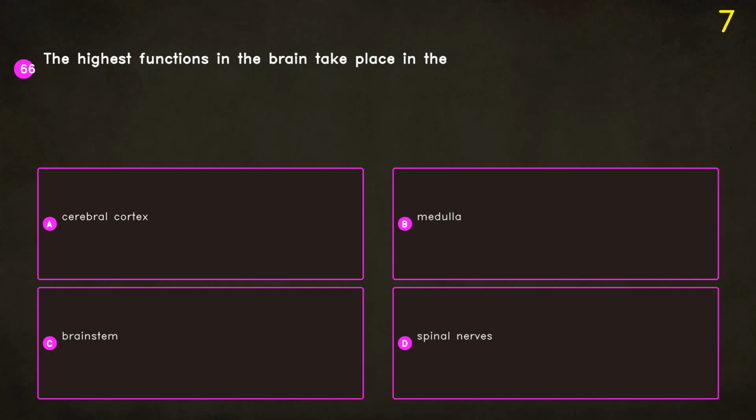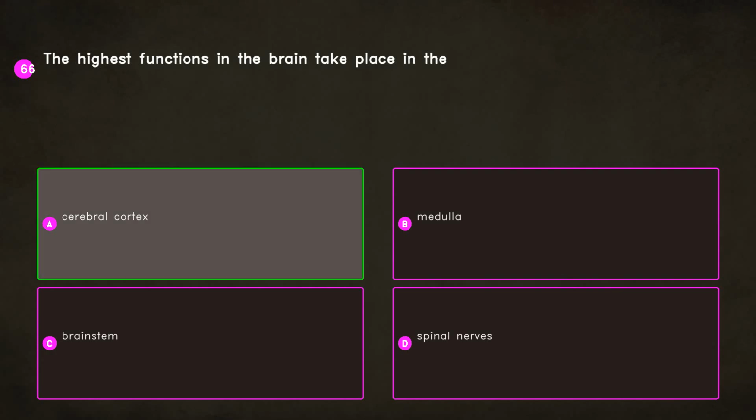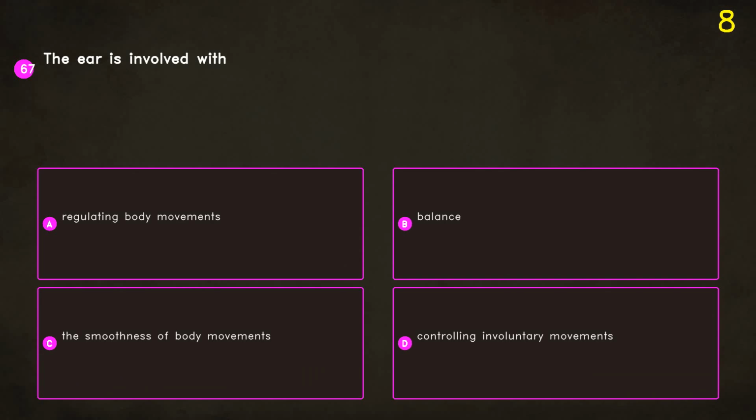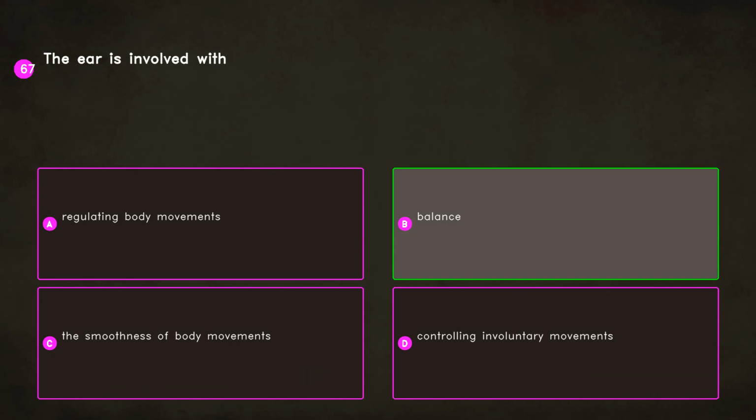Question 66. The highest functions in the brain take place in the: A. Cerebral cortex. B. Medulla. C. Brainstem. D. Spinal nerves. The correct answer is cerebral cortex. Question 67. The ear is involved with: A. Regulating body movements. B. Balance. C. The smoothness of body movements. D. Controlling involuntary movements. The correct answer is balance.